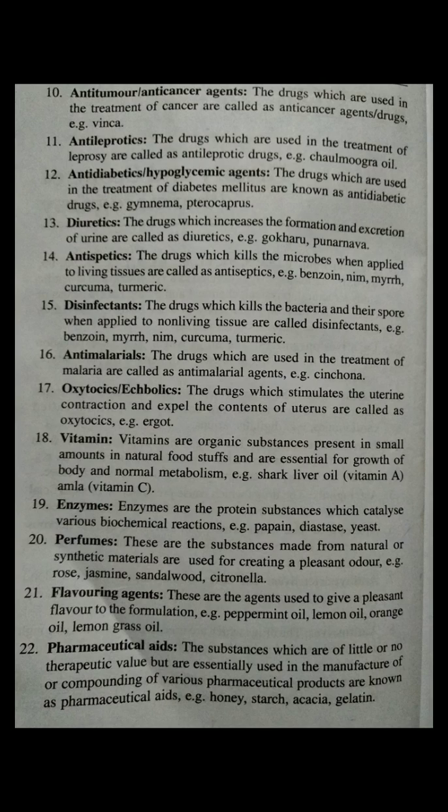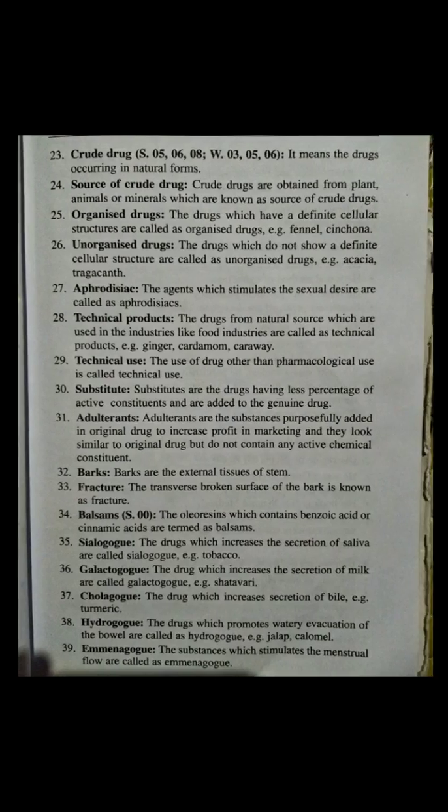Then pharmaceutical aids. The substances which have little or no therapeutic value but are essentially used in the manufacture or compounding of various pharmaceutical products are known as pharmaceutical aids. For example, honey, starch, acacia, and gelatin. This part we have seen in the previous lecture. Now I will start today's part. Remaining definitions. Crude drug.